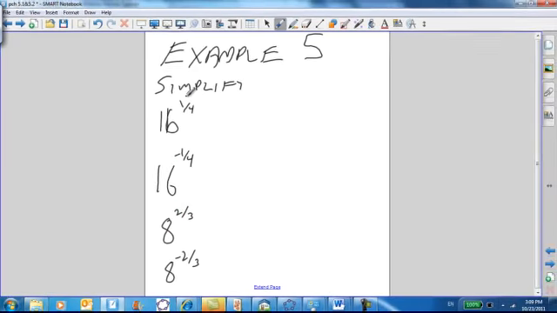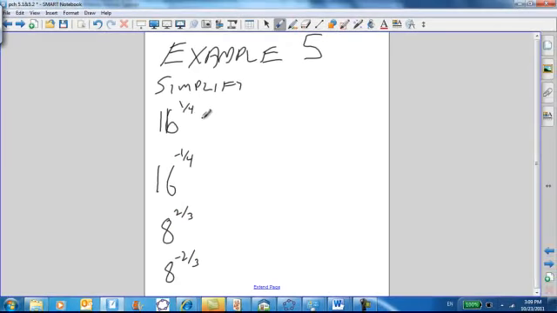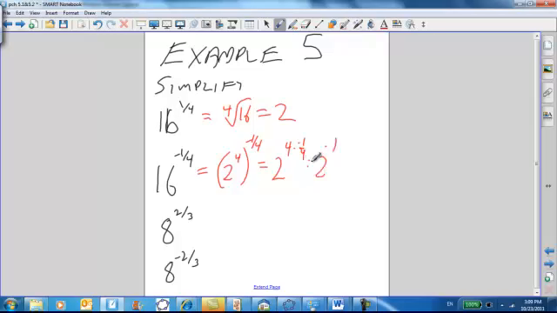Now, simplify some of these rational powers. Well, 16 you should know is 2 to the 4th, but if you don't see that, you could also look at this as the 4th root of 16, which is 2. If you didn't see that, you can start breaking down 16 into 2 to the 4th. 2 to the 4th all raised to the negative 1/4. So that's 2 to the 4 times negative 1/4. 2 to the negative 1 is 1 half.